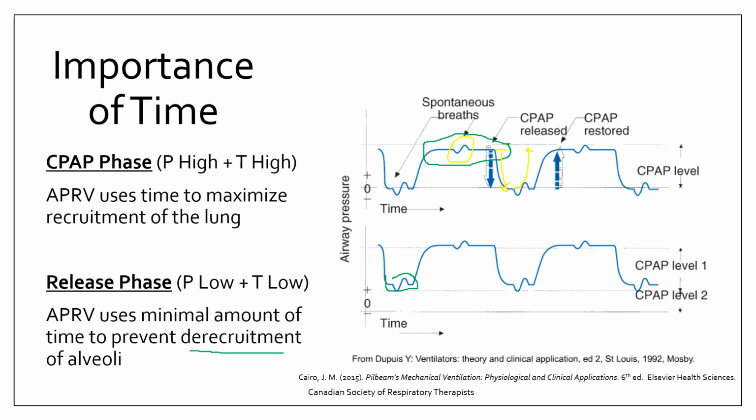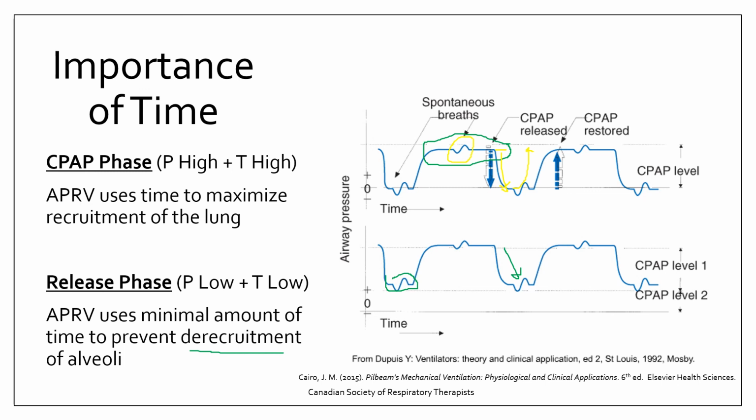The only reason why we're releasing the pressure and dropping down to that low pressure is so that we can release some of the CO2, release some gas, and wash out that CO2 before jumping back up to that higher pressure, that higher CPAP level.